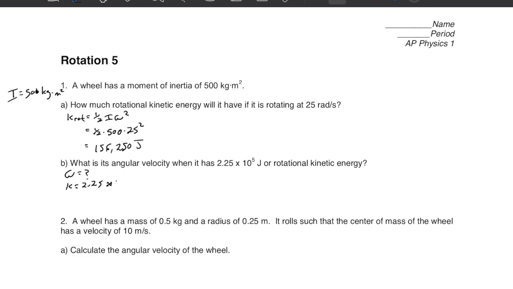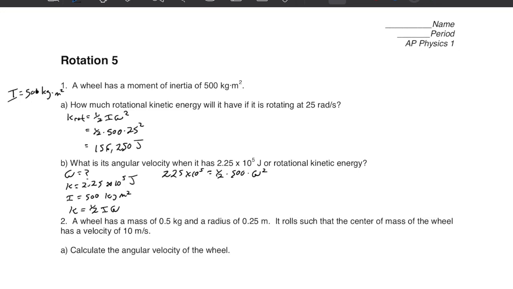Again, our I is 500 because this is still a part of number 1, and K rot is equal to 1/2 I omega squared. 2.25 times 10 to the 5th is equal to 1/2 times 500 times omega squared. I would multiply both sides by 2 to get rid of the 1/2. Then I would divide both sides by 500, leaving omega squared by itself.